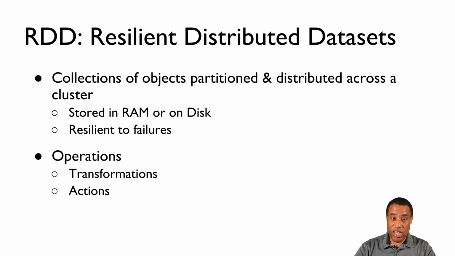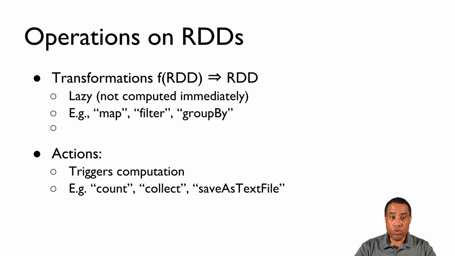So these RDDs, again, are a collection of objects that are automatically partitioned and distributed across a set of machines in a cluster or in the cloud, stored in memory or stored on disk, and resilient in the presence of machine failures, network failures, disk failures, memory failures. We work with RDDs with operations. Two types of operations: transformations and actions. So transformations take an RDD and apply a function to that RDD, generating a new RDD.